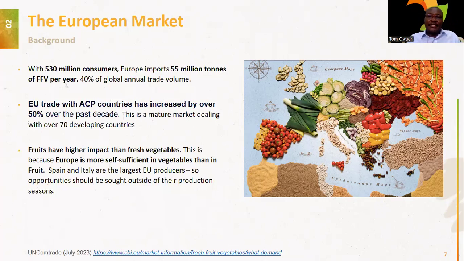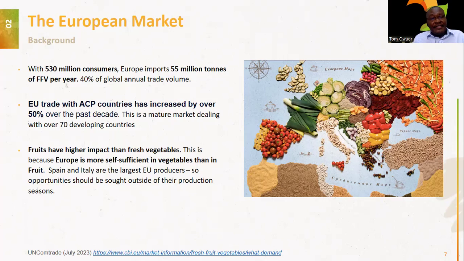You will appreciate the population of this market. 530 million consumers is huge. And remember, for fresh fruits and vegetables per year, they import 55 million tons, which is almost half of the global annual trade volume, meaning that the EU market, including the UK, is such a significant market that we cannot ignore.